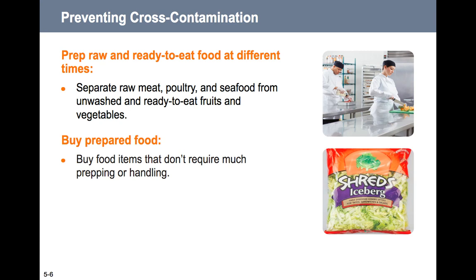Prep raw and ready-to-eat food at different times. Separate raw meat, poultry, and seafood from unwashed and ready-to-eat fruits and vegetables. Buy prepared food. Buy food items that don't require much prepping and handling, such as this bag of shredded iceberg lettuce.